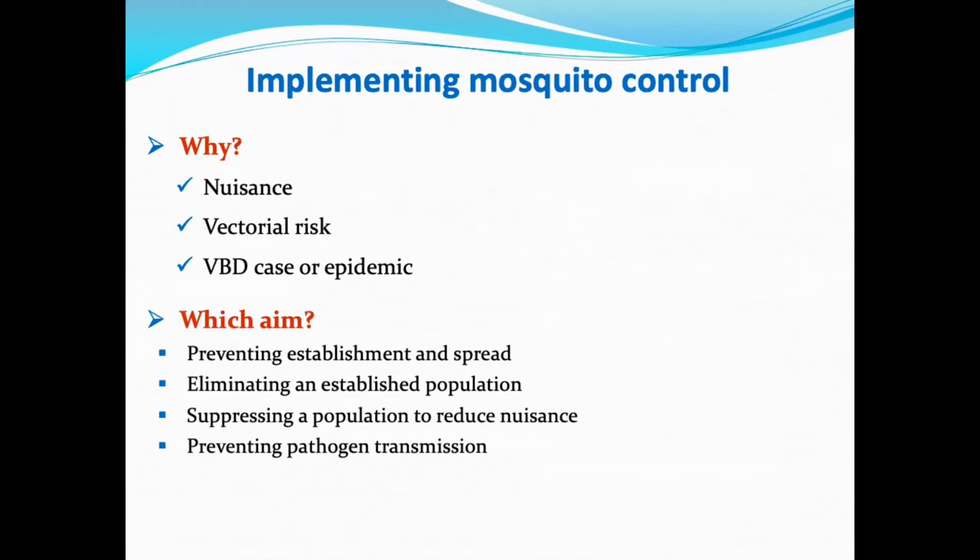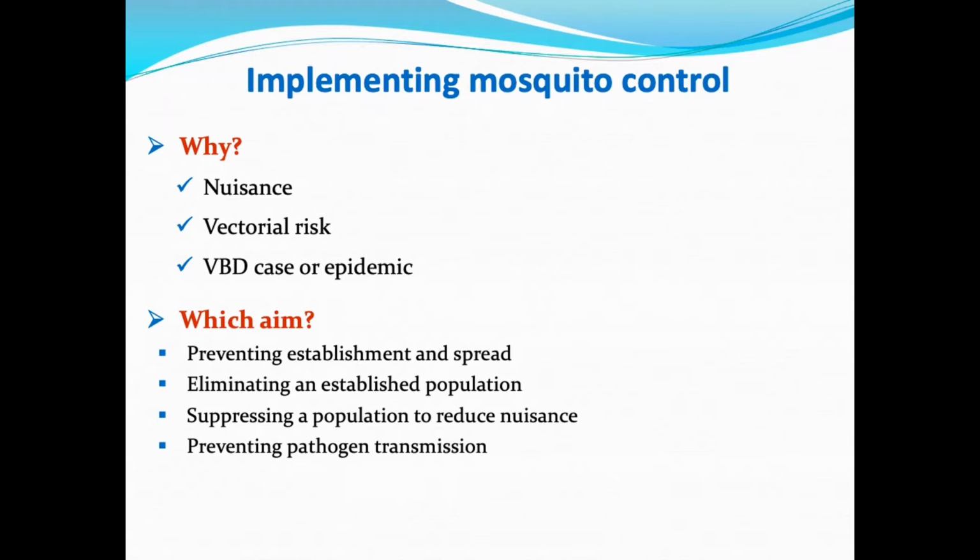So why do we need to implement mosquito control, in particular for the Aedes invasive ones? Because of nuisance, of course, because of biting risk, and in case of an outbreak of epidemic mosquito-borne disease. There can be different aims, because when starting to define the control campaign, you really need to define the aim, because according to the aim you will choose different methods. For the invasive mosquito species, you can first aim to prevent the establishment and spread. You can aim at eliminating an established population. You can aim at suppressing a population to reduce the nuisance.